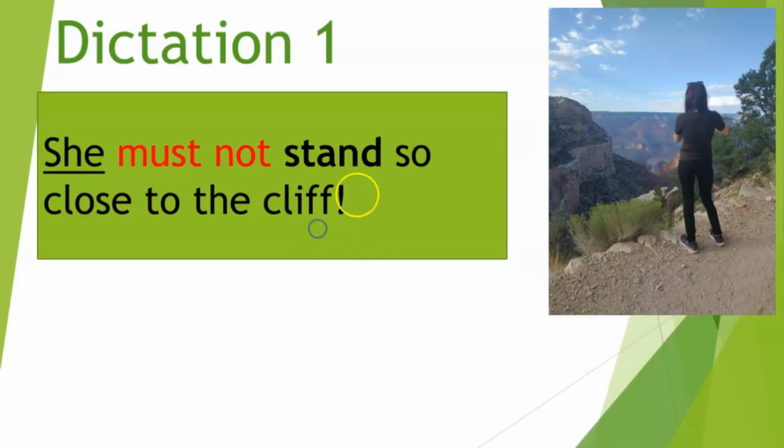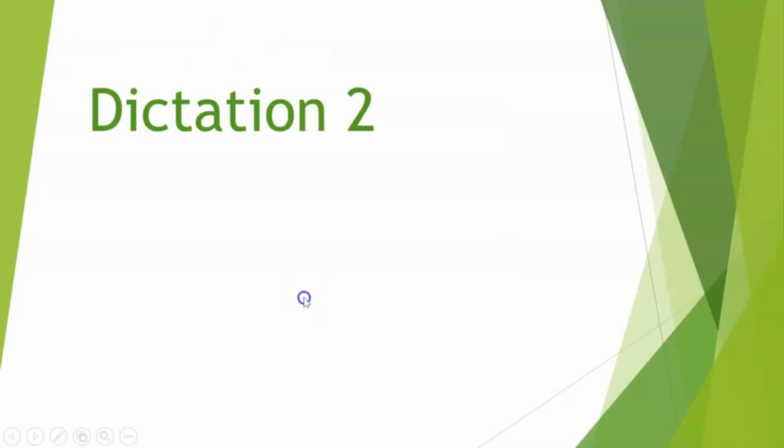So when we look at this one, we can see that the subject is she, the modal verb is must not, and the main verb is stand. She must not stand. Okay, let's go on to our dictation number 2.